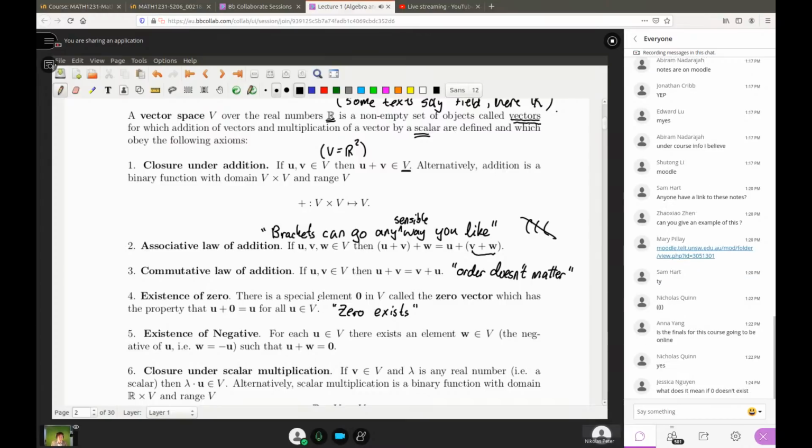Existence of negative. What does it mean if zero doesn't exist? That is an excellent question, Jessica. I encourage you to ponder that for a moment. What does it mean if zero doesn't exist? This is the kind of question I want, where you go to a MATH1231 party, and this is what you bring up when the table falls silent, and you turn to everyone and say, what does it mean if 0 doesn't exist? And you all have an awesome discussion about what that could possibly be. I do not wish to deny you the pleasure of having that discussion.